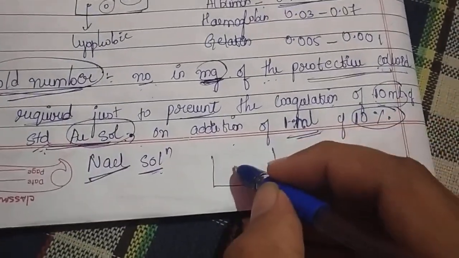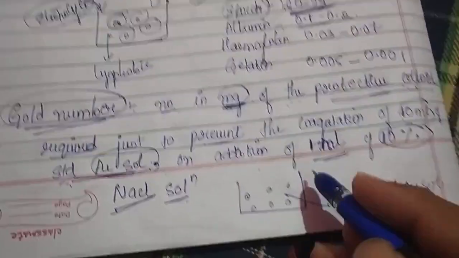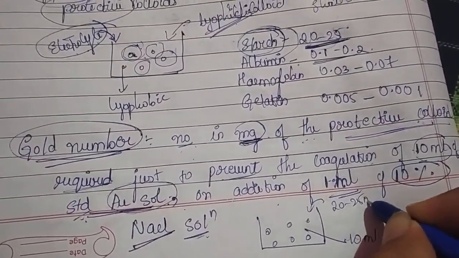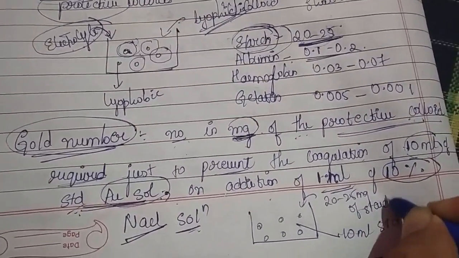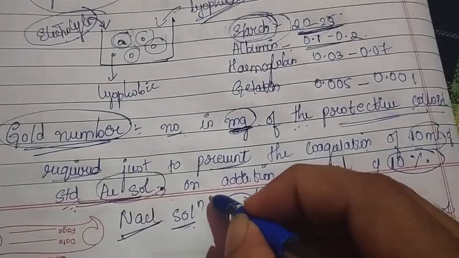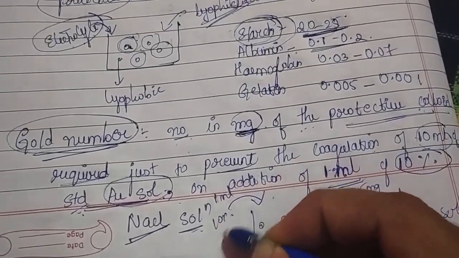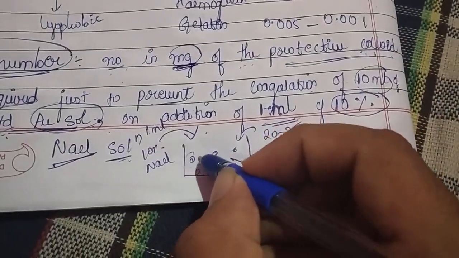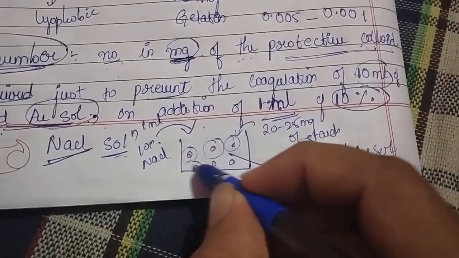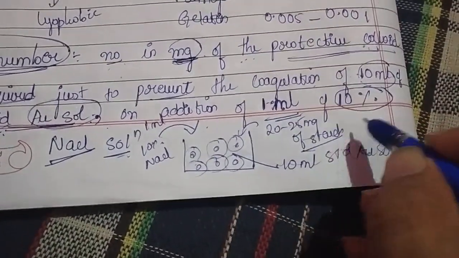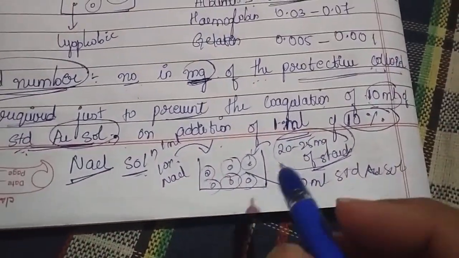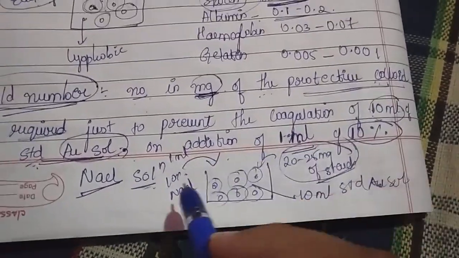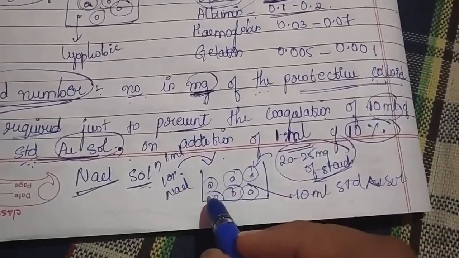First, your gold particles are present here, which are the lyophobic colloids. To this they added 20 to 25 milligrams of starch. Afterwards, they added 1 ml of 10% NaCl solution. Of course, what did they observe? The colloidal particles are moving. If I had not added the starch, the protective layer would not have formed, and the gold, on contact with the added electrolyte NaCl, would have coagulated.